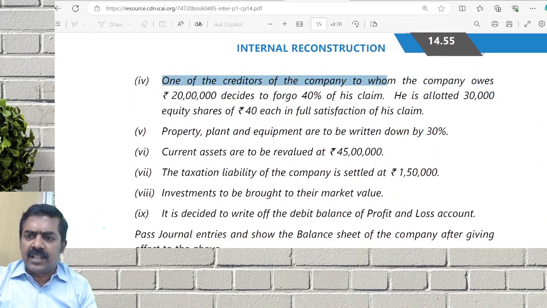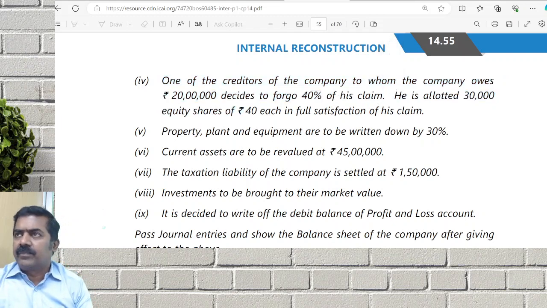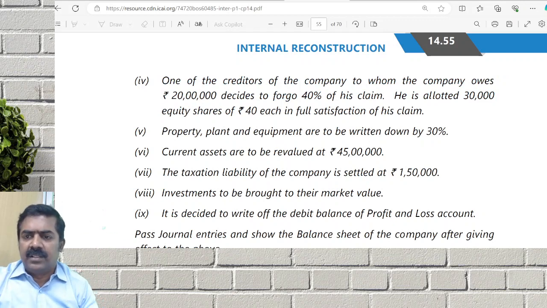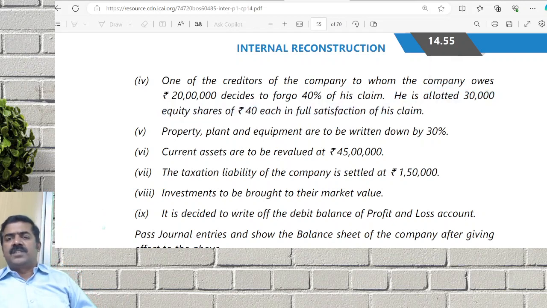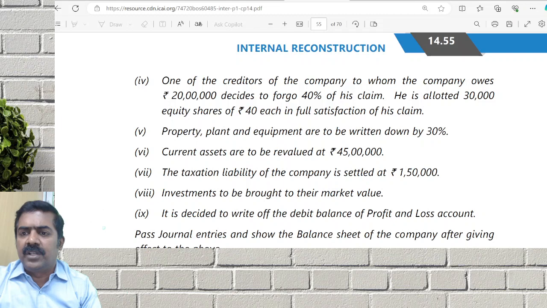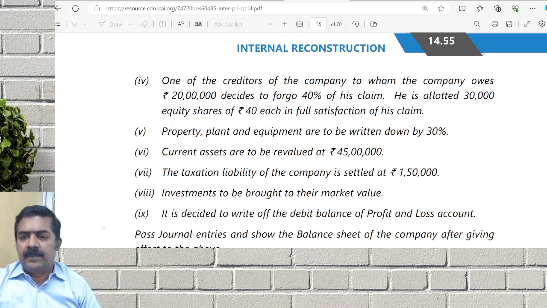One of the creditors of the company to whom the company owes 20 lakhs decided to forego what? 40% of his claim, which means creditors account, the amount goes to capital reduction. He is allotted 30,000 equity shares in full satisfaction of his claim. அவங்களுக்கு we have to give the equity shares. அதுக்கு separate entry வேணாலும் pass பண்ணலாம் or combine பண்ணிக்கலாம்.